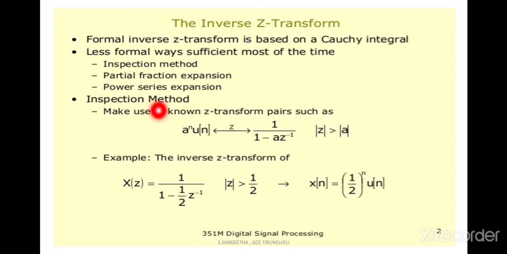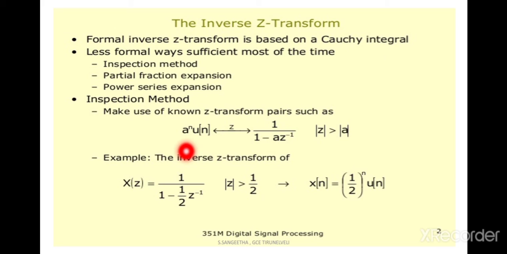So first one will be the inspection method. We make use of known z transform pairs, as we already saw, that is a power n u of n. The z transform of a power n u of n was calculated in the previous slide: it is 1 by 1 minus a z power minus 1. The region of convergence will be mod z greater than a.